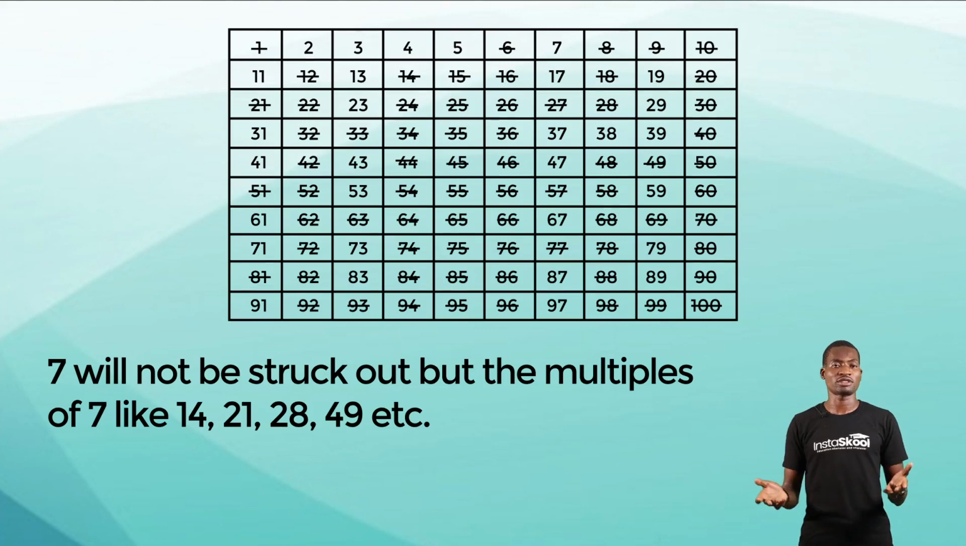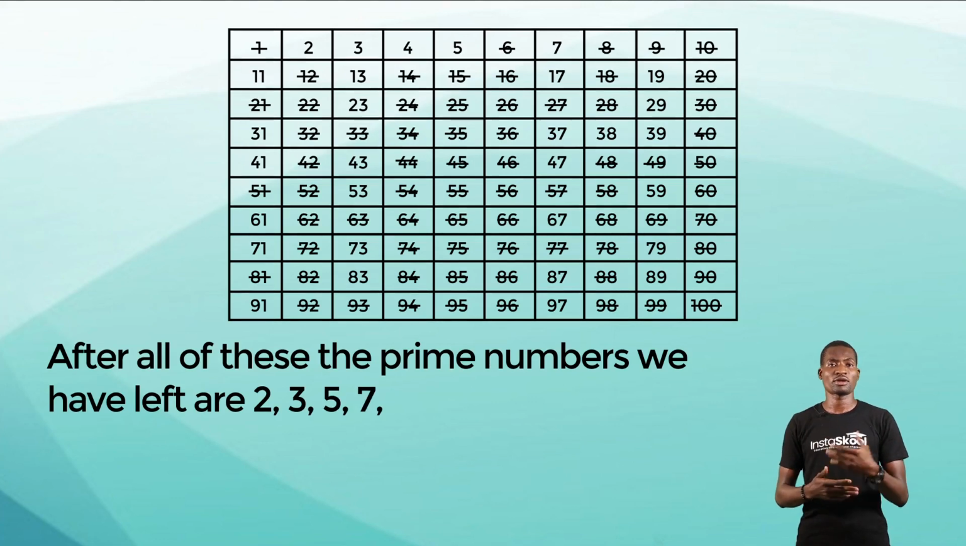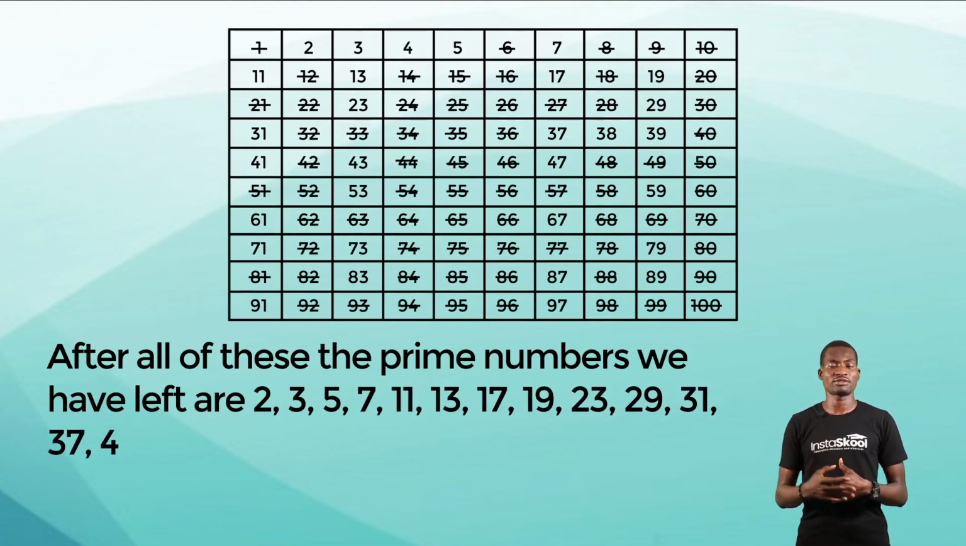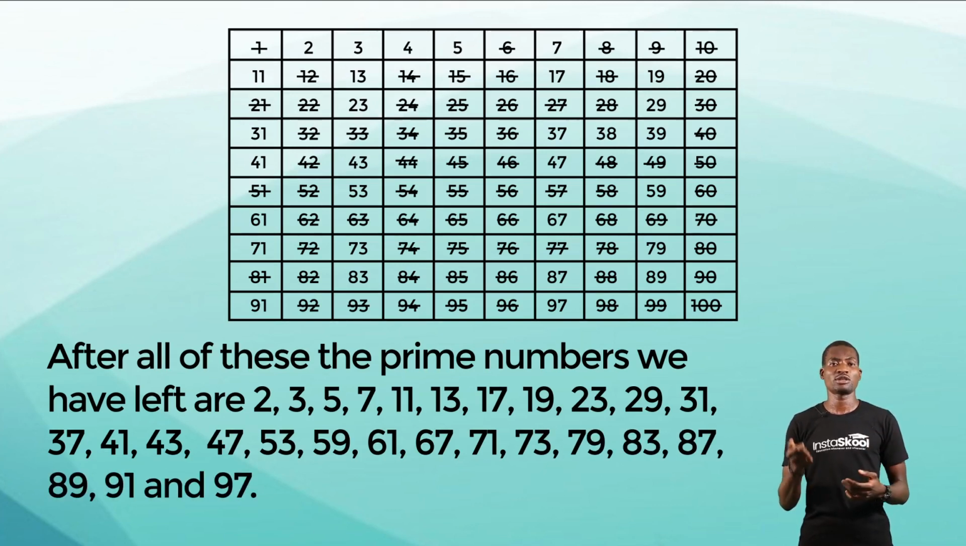Now, after doing all of this, the numbers that you have left that are prime numbers are 2, 3, 5, 7, 11, 13, 17, 19, 23, 29, 31, 37, 41, 43, 47, 53, 59, 61, 67, 71, 73, 79, 83, 87, 89, 91, and 97. All of these numbers are prime numbers between 1 and 100.